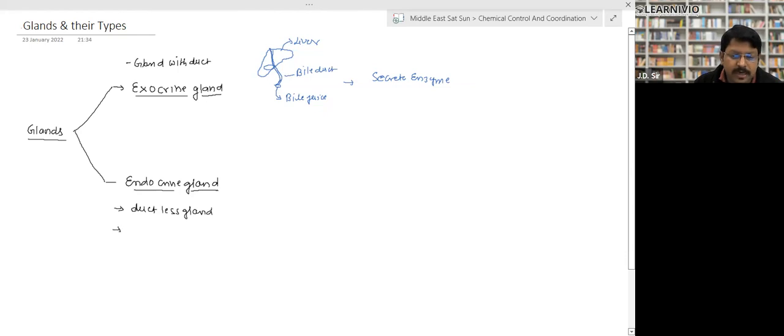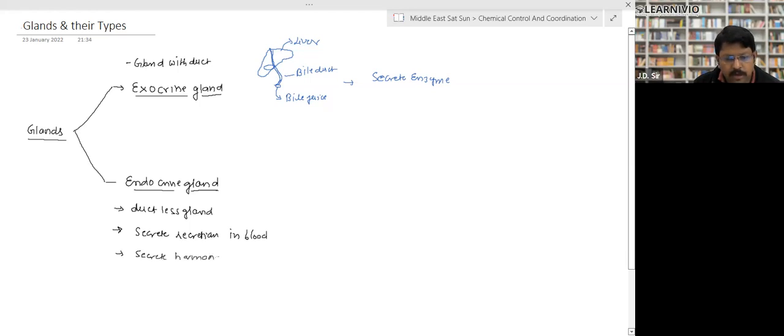So what do these ductless glands actually do? They secrete their secretion in blood. They directly release that secretory substance into blood, and it reaches where it is required, right? And what they basically secrete is hormone.